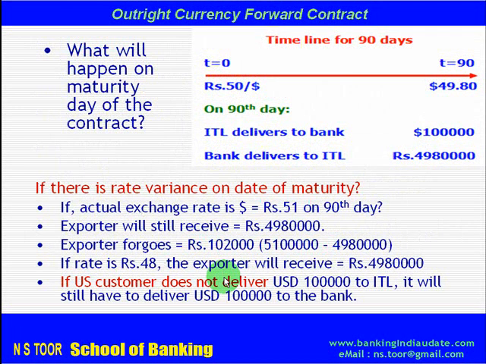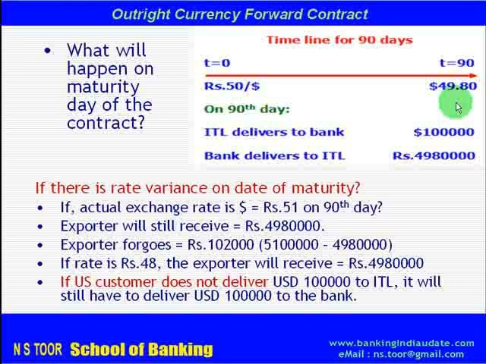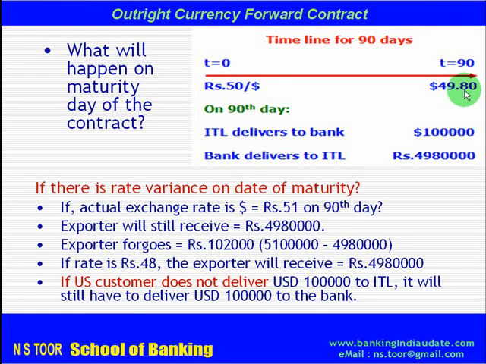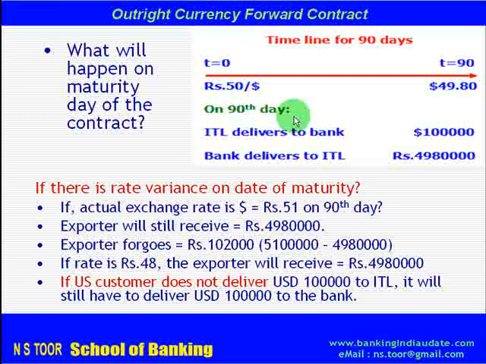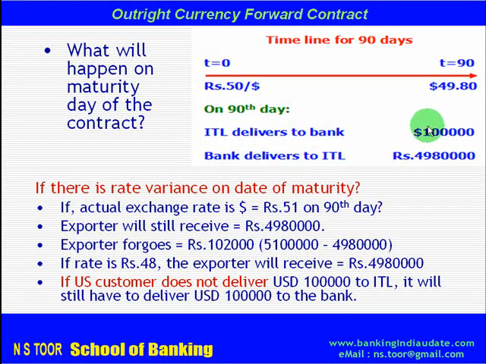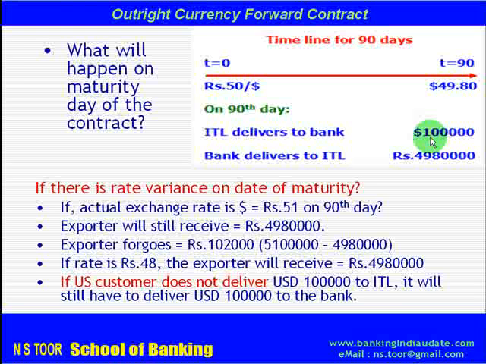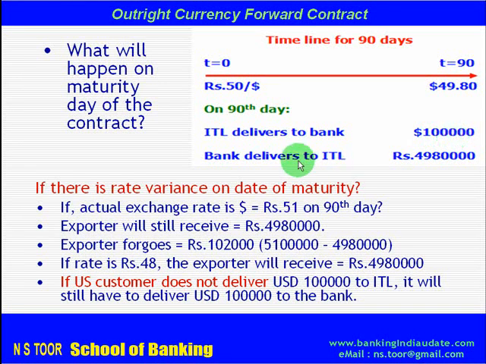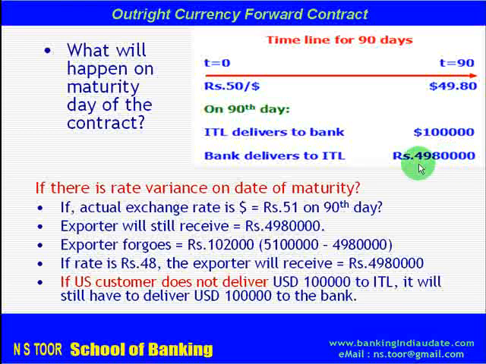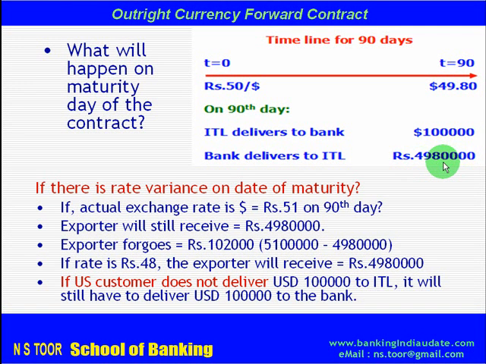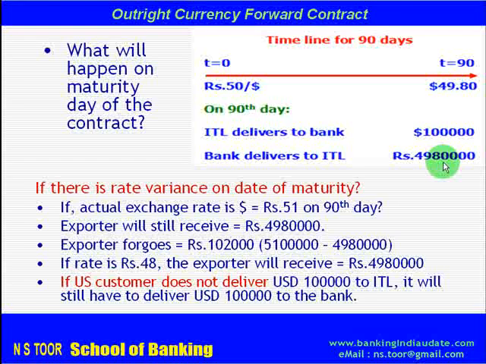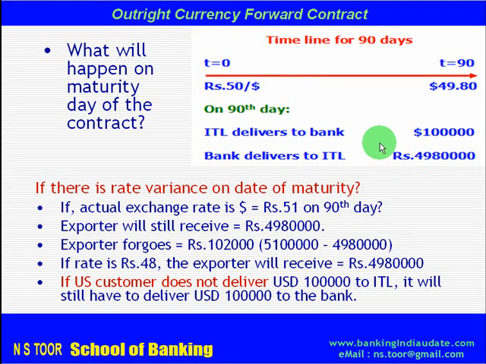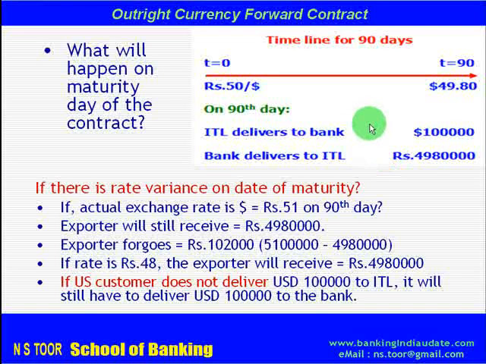So what will happen on the 90th day? This is the timeline for the 90th day. The spot rate is 50 rupees and the promised forward rate is 49 rupees 80 paisa. On the 90th day, the company will deliver to the bank $1 lakh, and the bank will deliver to the company rupees 49.80 lakh, and that way the contract will be settled by exchange of these currencies.